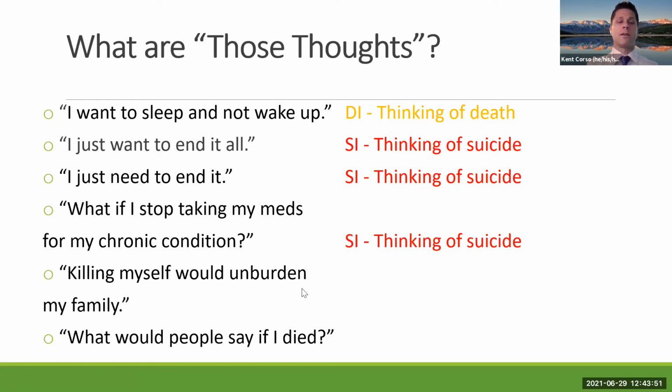Killing myself would unburden my family. Looks like so far we have all DIs. Anyone else? Let's see, 1, 2, 3, 4. There we go. We have all of them. So that's SI, okay? Because I'm killing myself. It's not dying. If we said dying would unburden my family, that would be DI. But because they're saying killing myself, it's them playing a role in making their death happen, okay? So we got 100% wrong on that one, and that's okay.